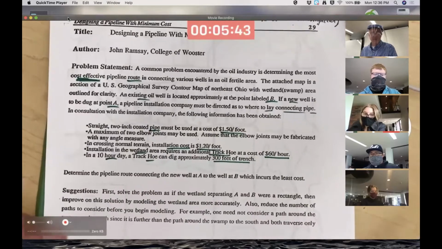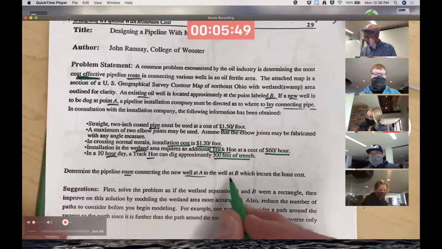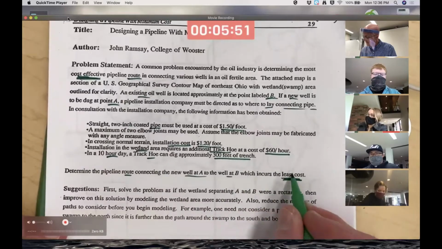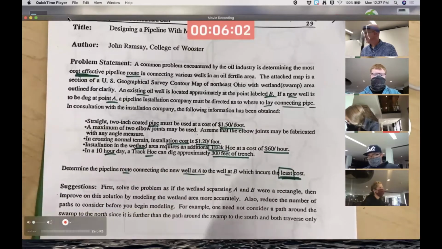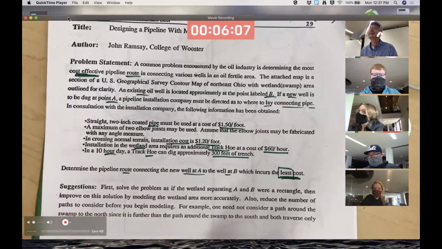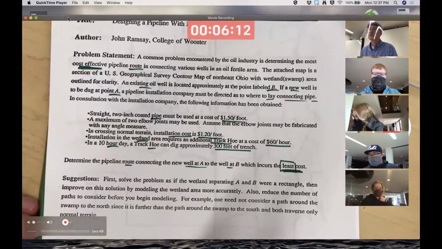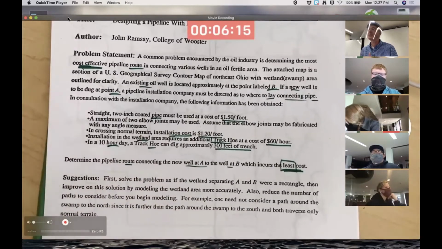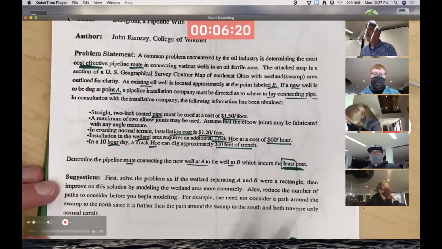What is our goal? We want to be cost effective. Determine the pipeline route connecting the new well at A to the existing well at B, which incurs the least cost. Emphasis on the word least. We are trying to minimize something. When you're solving a problem like this, if it's given to you in words, underlining keywords is certainly a good problem solving strategy, especially if you've got a book and don't mind writing in it, or a piece of paper. That includes on your exams, though on your exams you also have the burden of time, but it still might be worth doing. That can help highlight things.